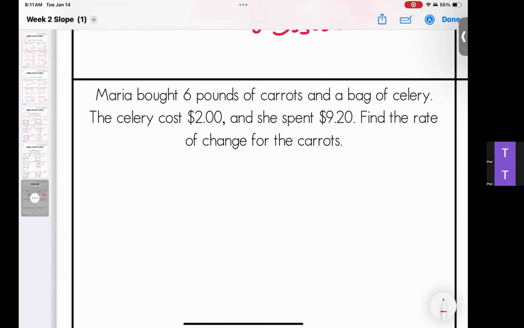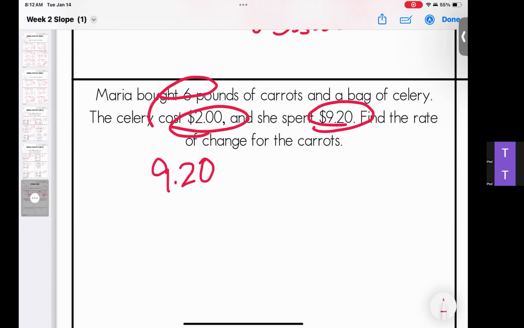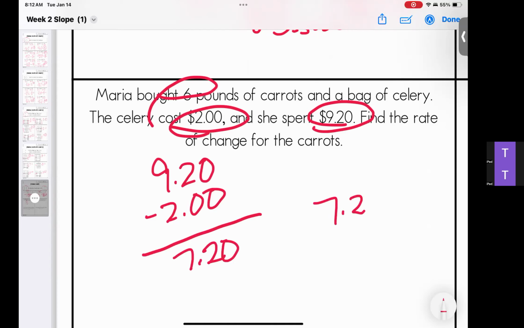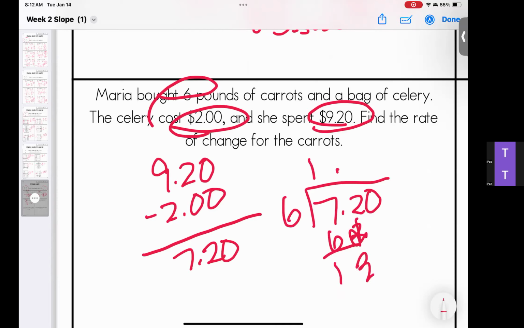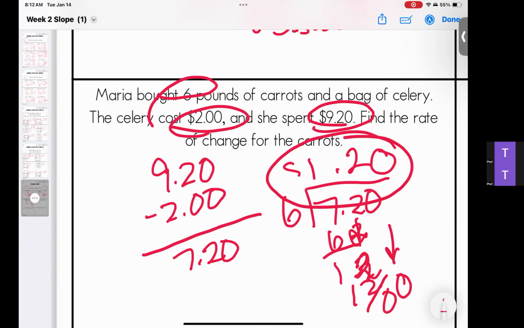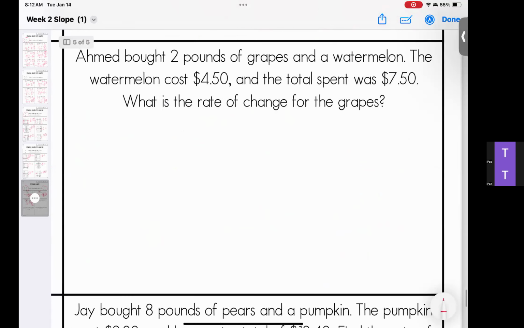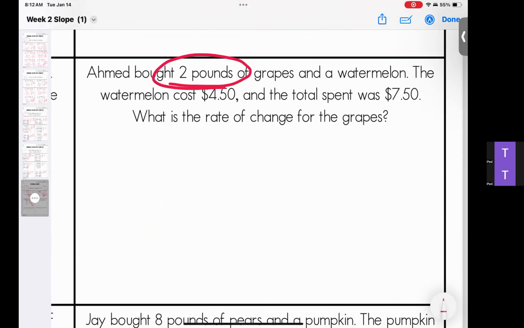All right, Maria bought 6 pounds of carrots and a bag of celery. The celery cost $2 and she spent $9.20. Find the rate of change for the carrots. So at this point, we have a better idea of what we're doing. We're looking for the varying price. So we need to divide this by the 6. Bring that down. Goodness. We're going to say it goes in 0 times. So we're going to stop there because we're talking about money, honey. $1.20.